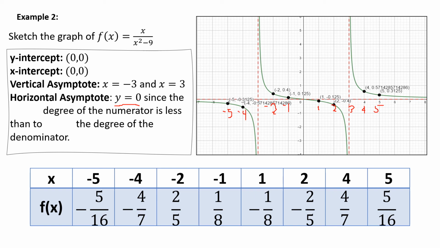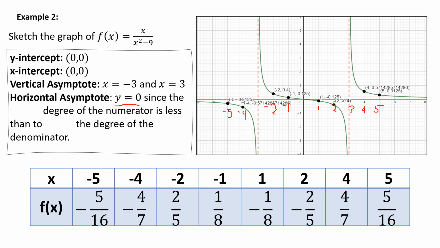Okay, so you can pick any values of x. And then you substitute -5 into our function f of x equals x all over x squared minus 9. So substitute -5 for every x that you see in our function. And then the answer is -5 over 16. Same also, substitute -4 for x. The answer is -4 over 7. Next, you substitute -2 for the x variables. The answer is 2/5. Continue until you have finished all the points that you picked.